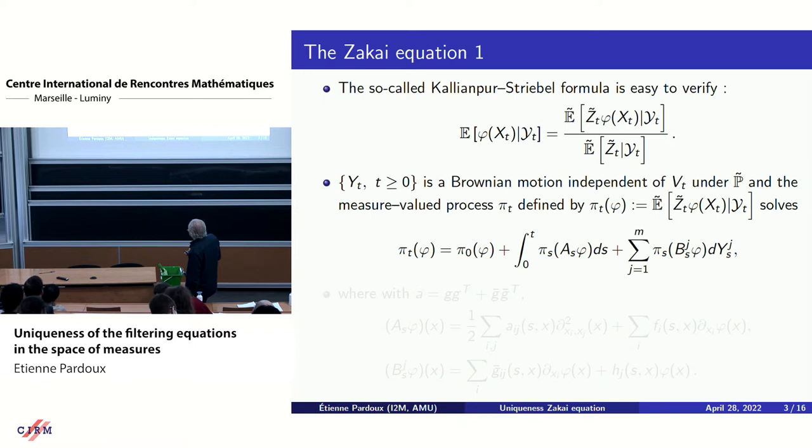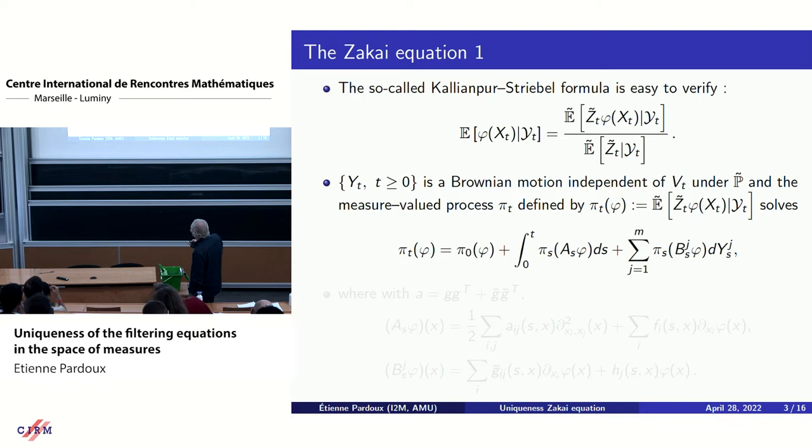Now once you have this, the fact is that under the new measure P tilde, Y_t is a Brownian motion independent of V_t, and under P tilde, the measure valued process pi_t defined by the numerator of the right-hand side here, so pi_t of phi is E tilde of Z tilde_t phi of X_t given Y_t, this measure valued process solves the following stochastic partial differential equation, a linear SPDE, which is written like this in weak form.